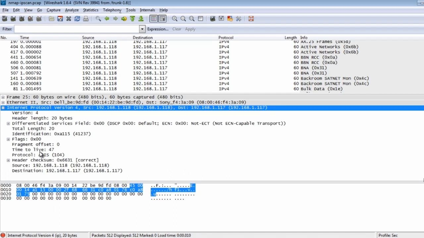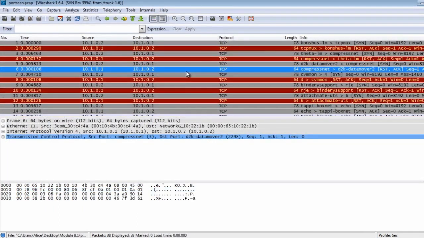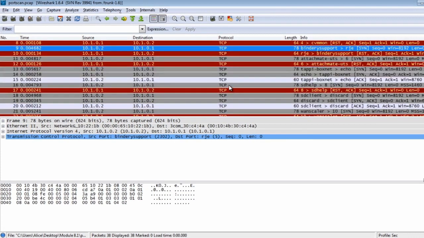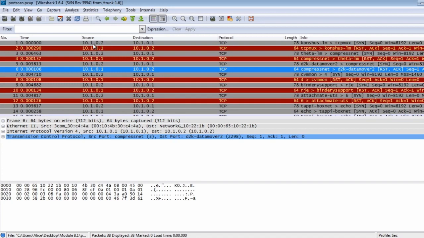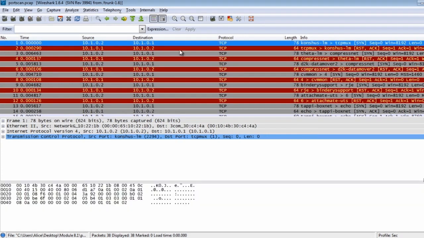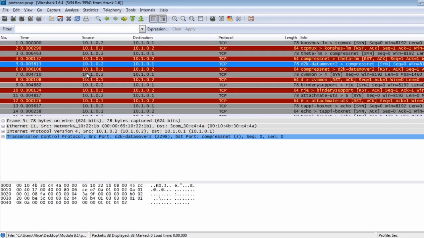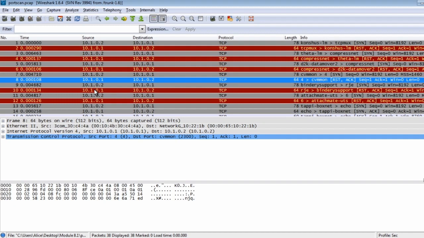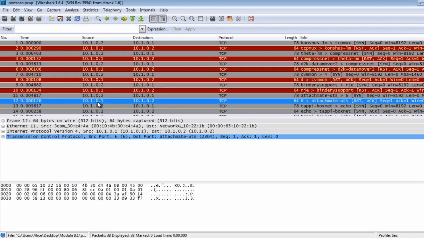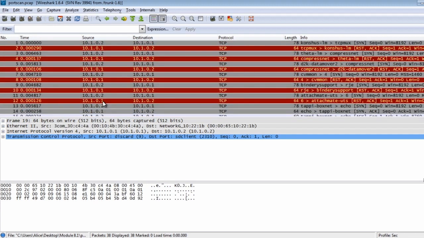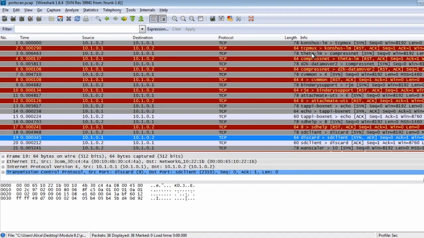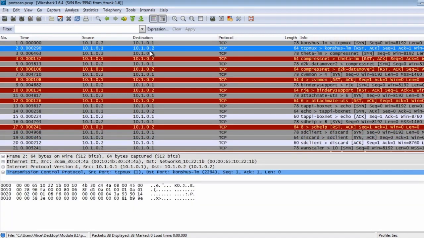Let's see how the port scan looks. We see the TCP packets sent by the computer identified by the address 10.1.0.2 to a computer identified by the address 10.1.0.1. This is very chaotic. If we look at the destination port, it appears that each packet is sent to a different port. Every connection request is addressed to a different port, and each time the destination computer responds with a reset.